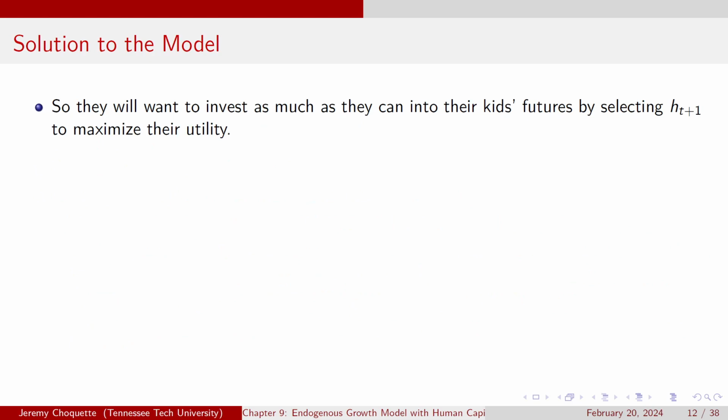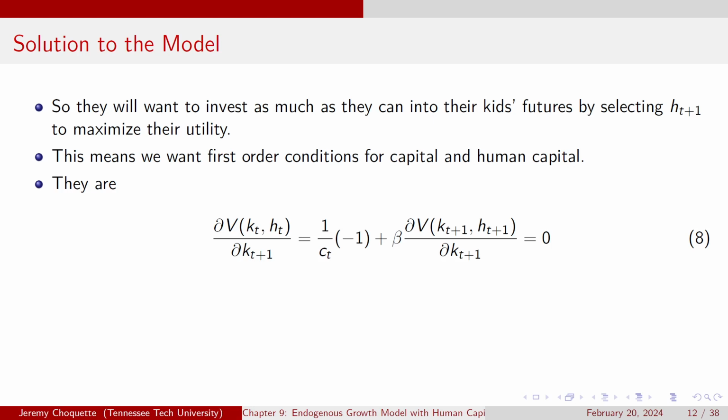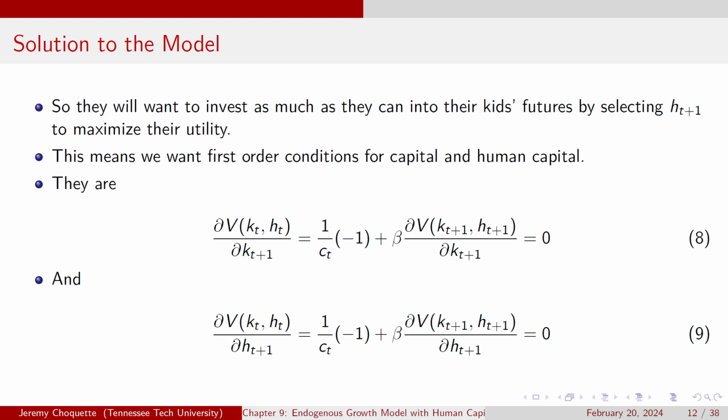So these parents, or you, will just want to invest as much as you can either into your kid's future or your own future by selecting H_{t+1} to maximize utility. So you want first order conditions for capital and human capital. So the first order condition for capital is this. This really isn't that different than what we've seen previously. Yeah, we've got V of K_t and H_t, but if you just drop that H_t out, nothing's different. And then we've got the same thing, but for human capital rather than physical capital. So for both of them, you get 1 over C_t times -1 plus beta times that partial of V with respect to either physical or human capital in period t+1.